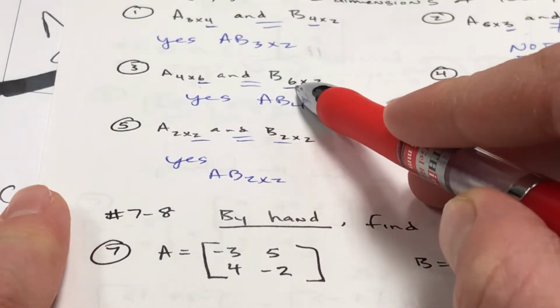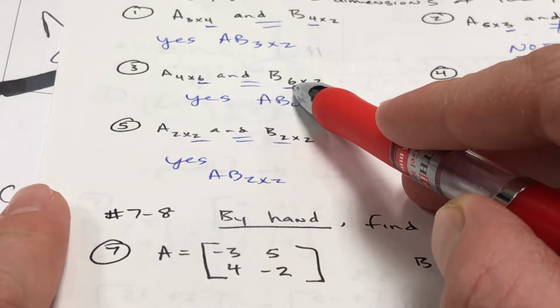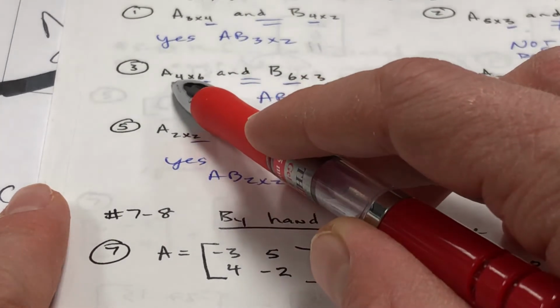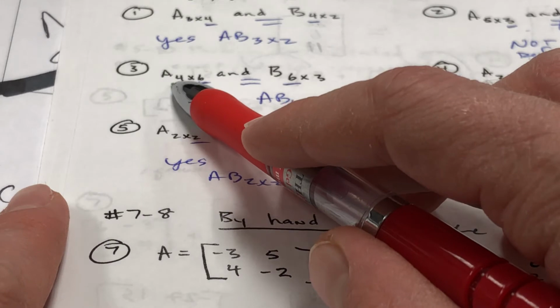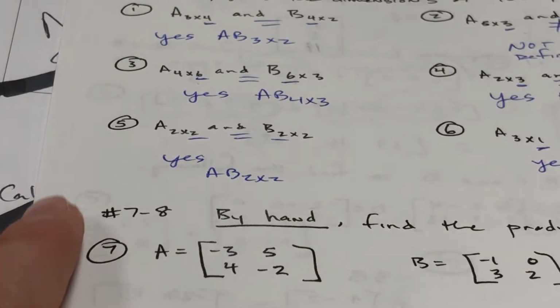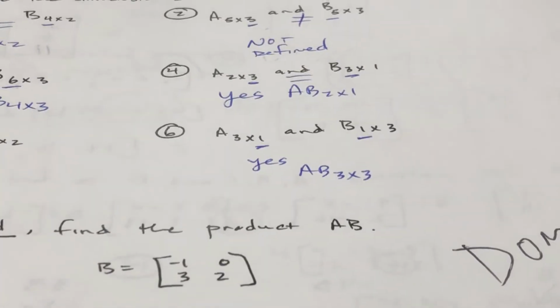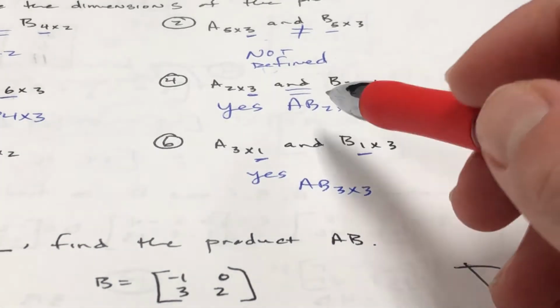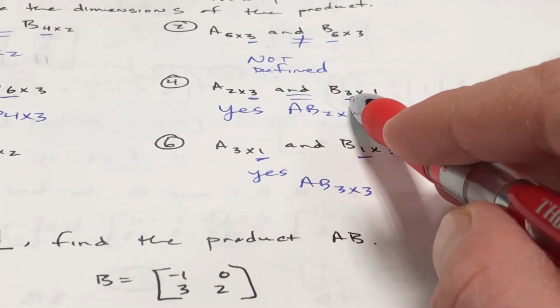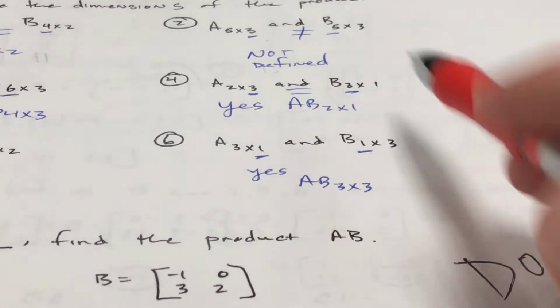6 equals 6, so yes, matrix AB has a product. A times B will give you an answer. Matrix AB will be a 4 by 3, those outer numbers. 4, yes, AB can happen. 3 equals 3, and matrix AB will be a 2 by 1.